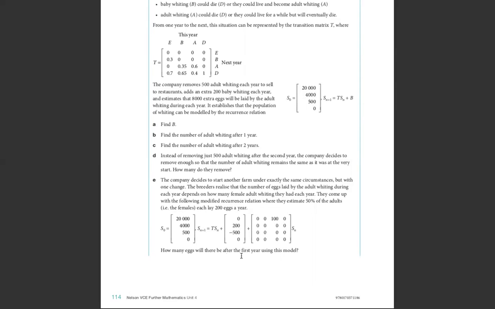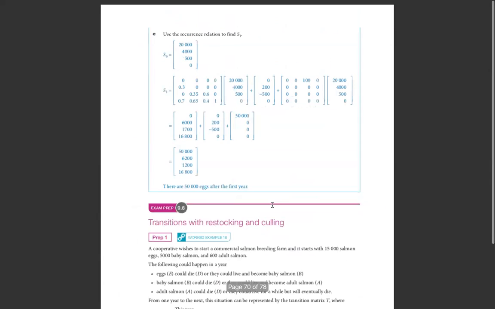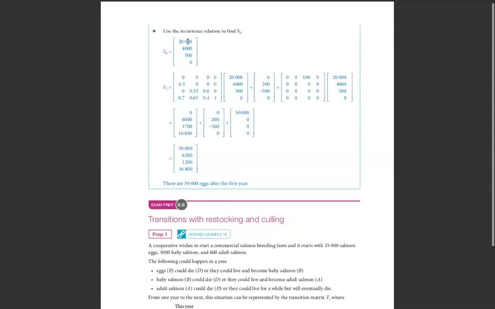How many eggs will there be after the first year using this model? You know your initial transition matrix was this one. So you use that one here, times S_N, which is your initial state matrix, and then add all the rest to it. So that was the initial state matrix and the original transition matrix. You just multiply that, plus whatever is given to you now, and then you get the answer. So there will be 50,000 eggs after the first year.